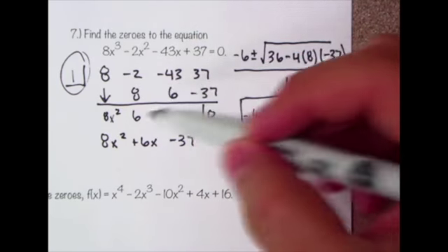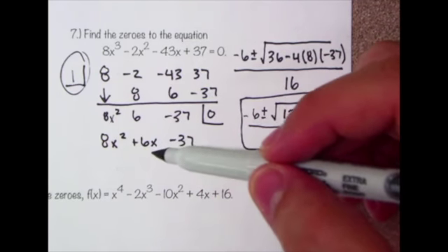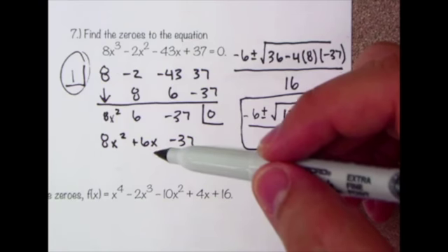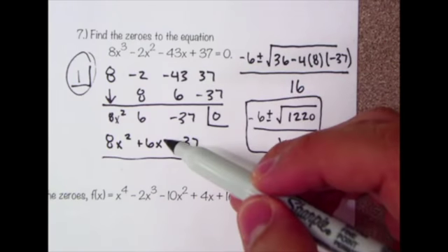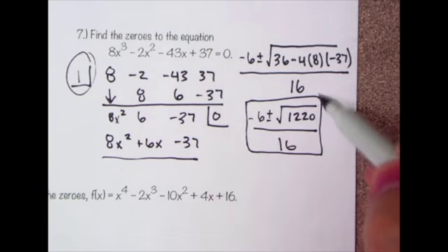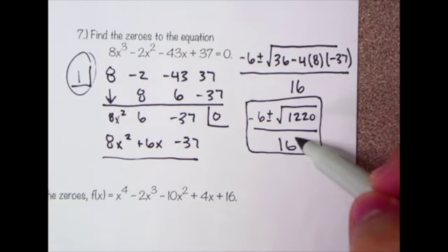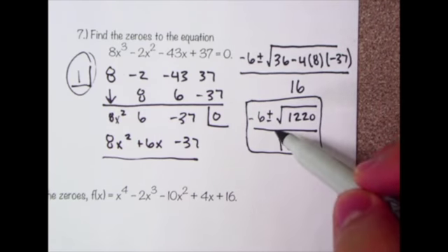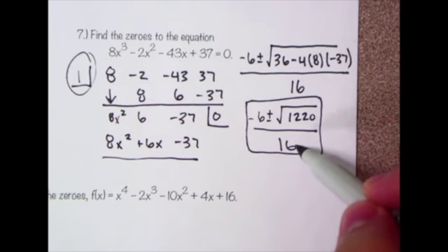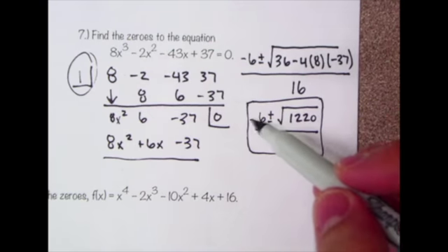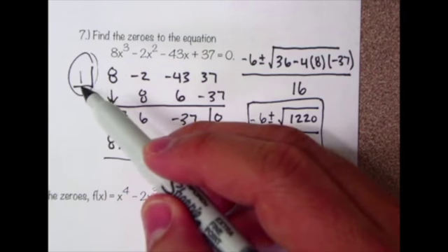and then I ran it through synthetic division to simplify the problem. Now it's simplified into a quadratic function, and then here's your 2 choices. If you get a quadratic after synthetic division, you have to use quadratic formula to find your other 2 solutions. Now the reason why this is 2 solutions is because of the plus or minus. One solution would be -6 plus radical 1220 over 16, and the other solution would be -6 minus radical 1220 over 16, and our third solution is 1.